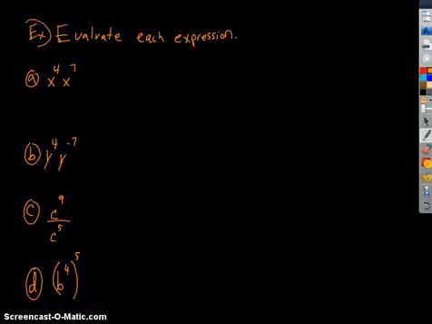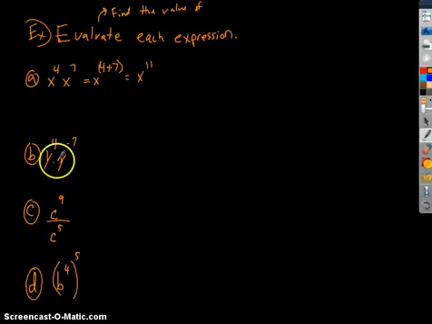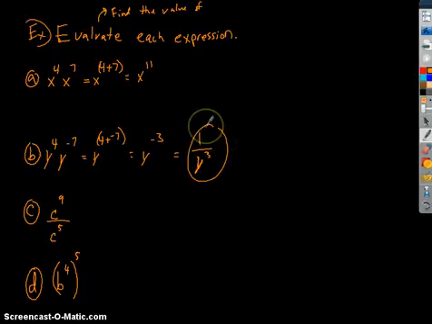Okay, so the directions are to evaluate each expression. Basically, evaluate means find the value of each expression. If I gave you x to the 4th times x to the 7th, what we now know is it's x to the 4 plus 7, giving you the exponent of x to the 11th power. If I gave you this, I would first rewrite it as y to the 4 plus negative 7. And so we know 4 plus a negative 7 should be y to the negative 3. And what we also know is y to the negative 3 means 1 over y to the positive 3. So I found the answer is 1 over y cubed.